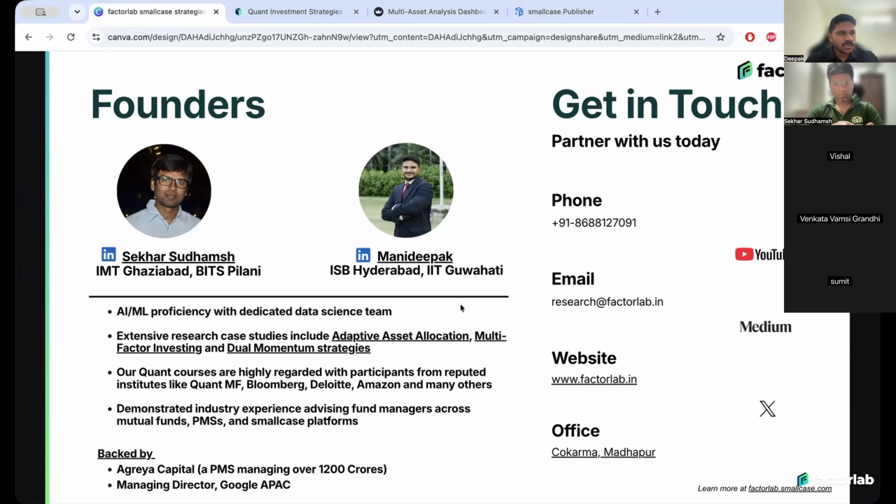Our quant courses are quite popular with many institutional fund managers and some of the big names in India, so much so that we started also advising them on factor-based research. We've been doing that for quite a while now, and last year we launched a couple of strategies. Both of them are factor based.